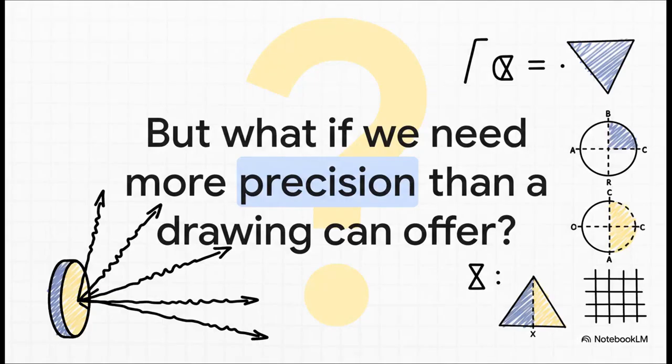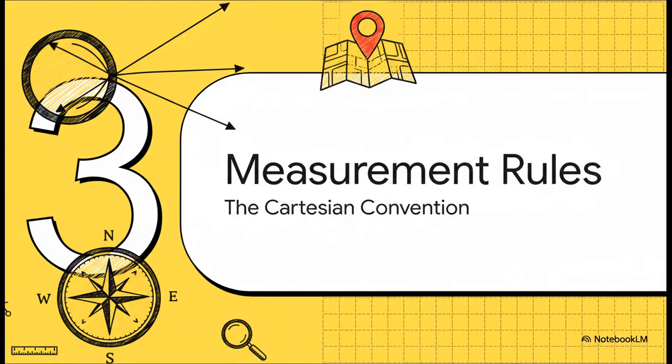Drawing these diagrams is awesome for getting a quick idea of what's happening. But our drawings aren't perfect. For real science, for engineering, for times when we need to be absolutely precise, we've got to bring in the math. Now, before we can jump into any formulas, we need to agree on a set of rules, a kind of universal language for how we measure things.